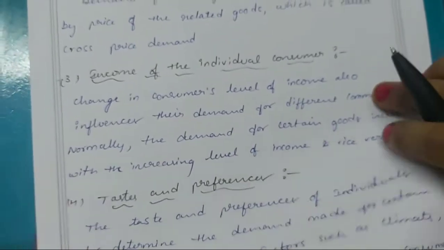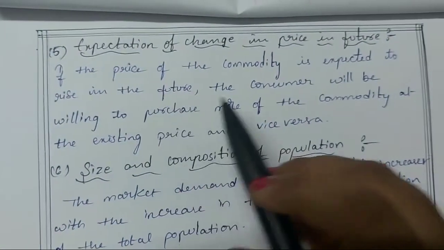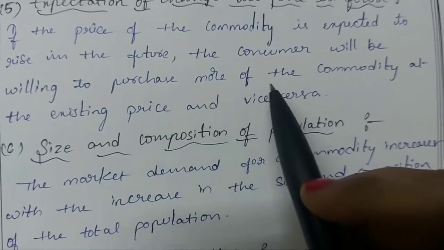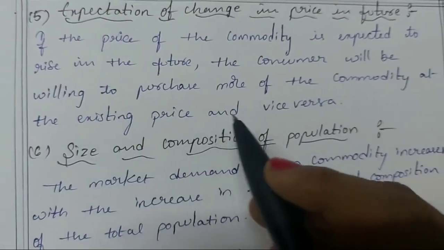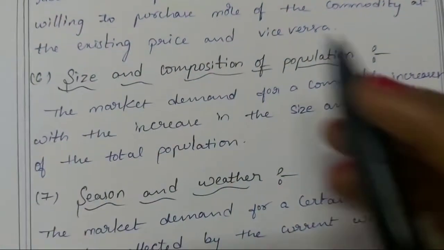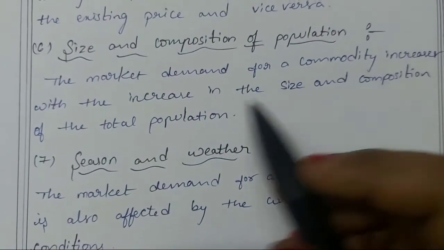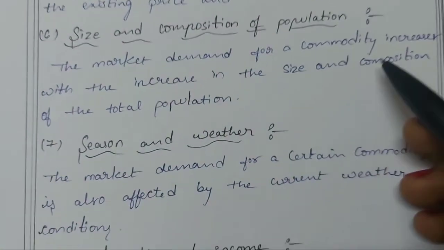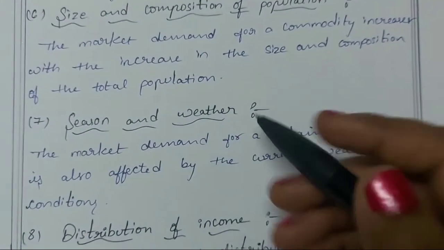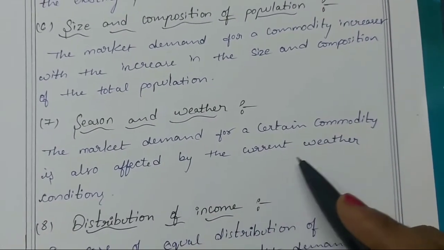Number 5. Expectation of change in price in future. If the price of the commodity is expected to rise in the future, the consumer will be willing to purchase more of the commodity at the existing price and vice versa. Number 6. Size and composition of population. The market demand for a commodity increases with the increase in the size and composition of the total population. Number 7. Season and weather. The market demand for a certain commodity is also affected by the current weather and conditions.